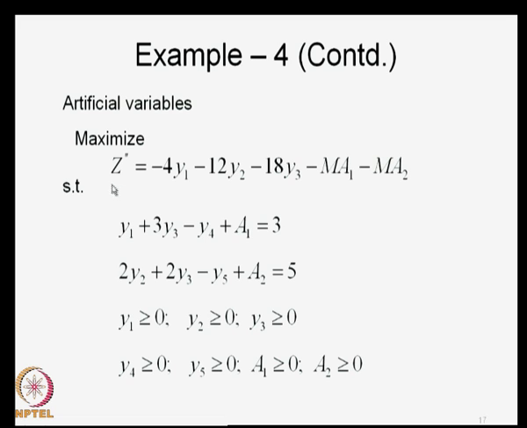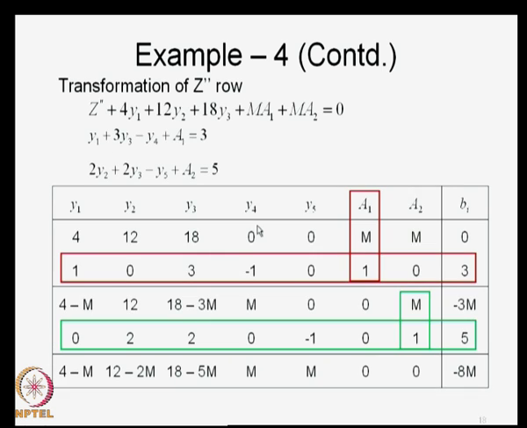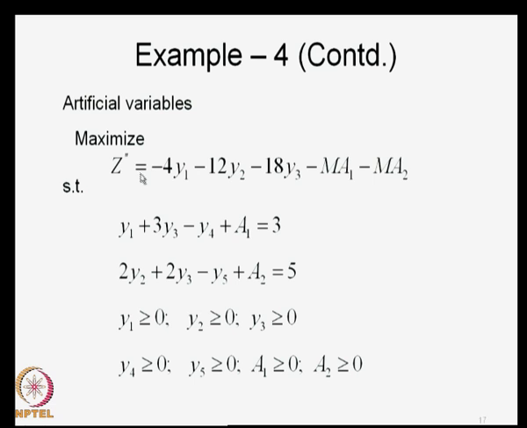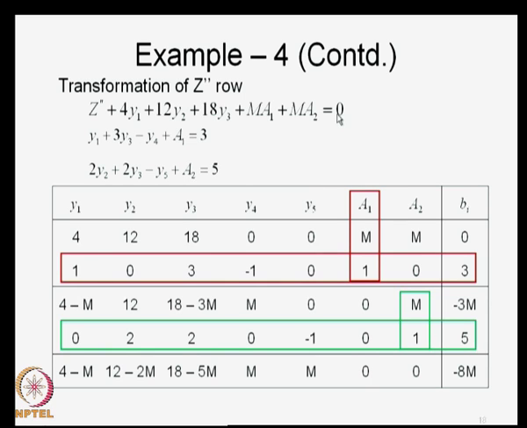What do we do? We transform this z row with one constraint at a time containing the artificial variable. So, first we take this constraint along with the z row and transform the z row, and on the transformed z row we use this constraint to retransform it. So, we have to do the transformation twice. This is how we do. So, this is the z row. Remember, we wrote it as an equation. So, z double dash plus 4 y 1 plus 12 y 2 and so on. So, I write this as equal to 0.